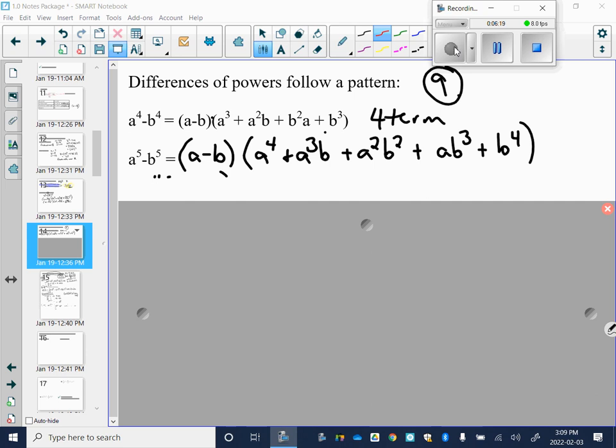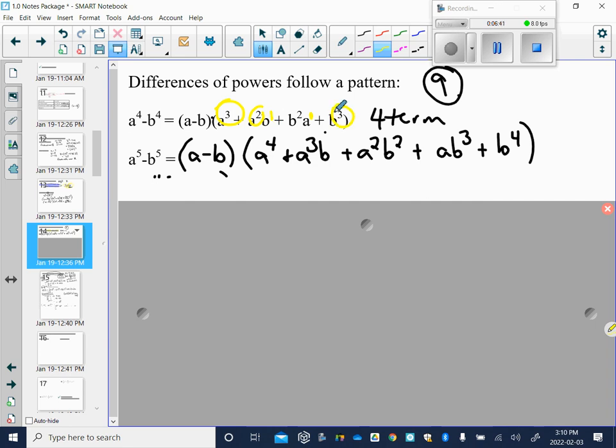a minus b, and let's see what happens. We go a cubed, a squared, a. Notice what happens. The a goes down in value. That's like a to the 1, and that's a to the 0. So the powers of a go down. The powers of b, this is like 1, 2, 3, they go up.